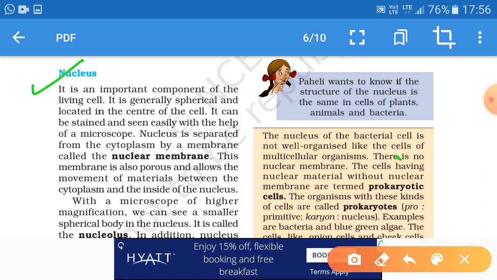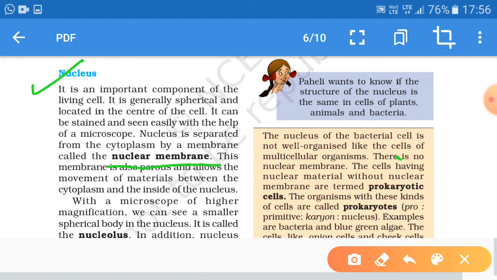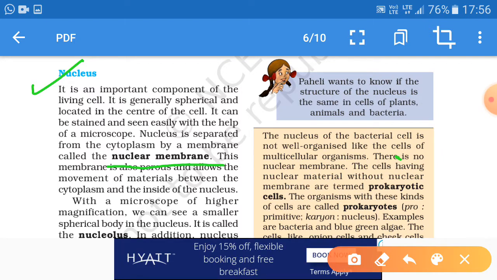Now we have discussed why it is called the brain of the cell. Now see, there are different parts of the nucleus. First is the nuclear membrane. This surrounds the nucleus and it is a double membrane, and it is porous also. It looks like this. At places it has pores, so that there can be easy entry and exit of the material.